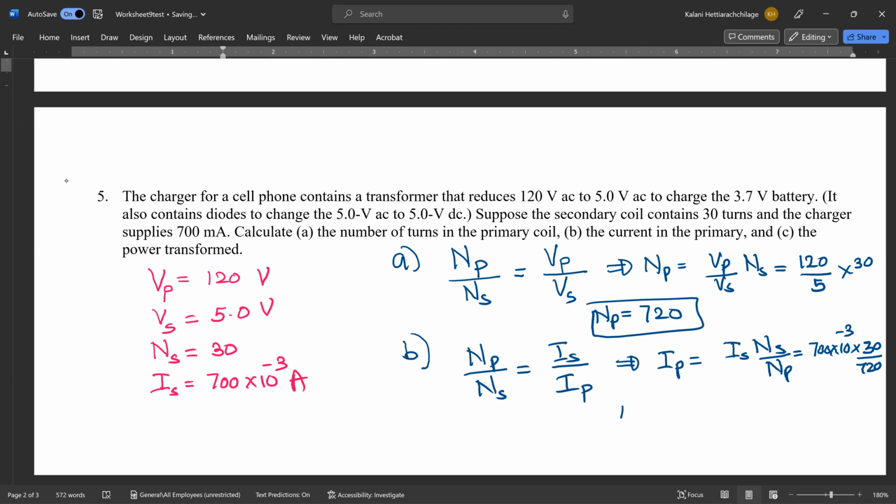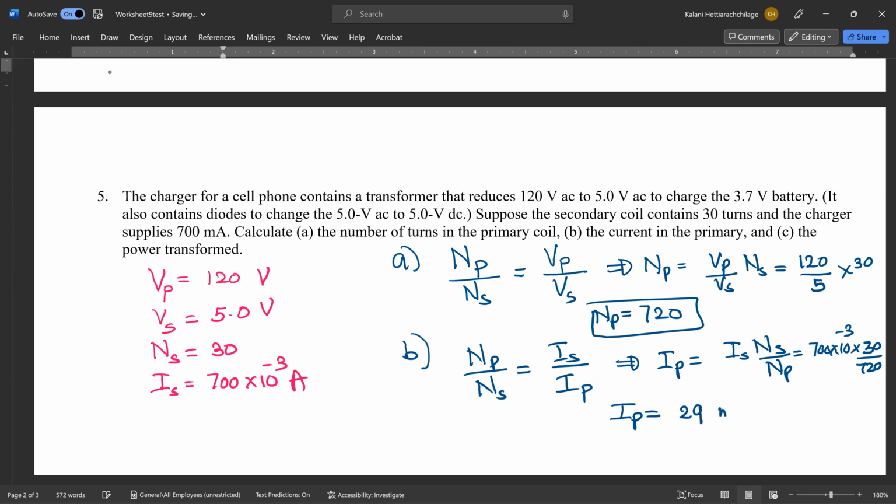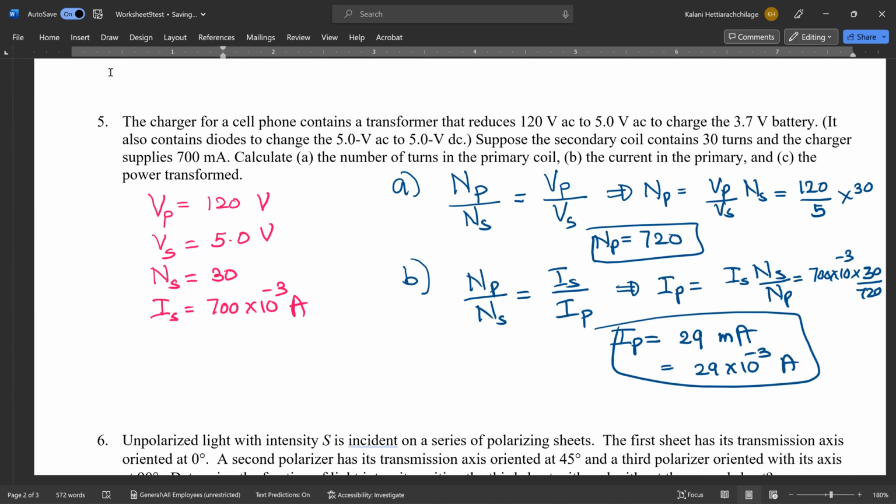Okay, so now I can calculate the current of the primary coil. Let's write it in milliamps. So I have 29 milliamps. That means I can write it as 29 times 10 to the negative 3 amps. That is B.